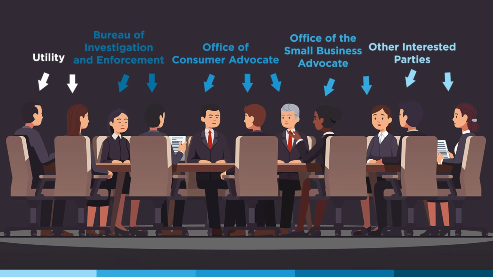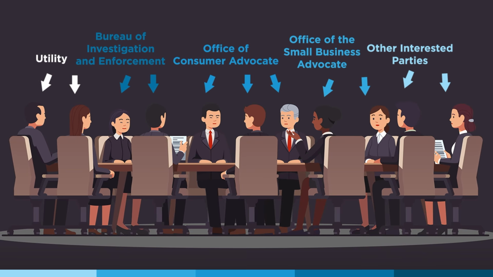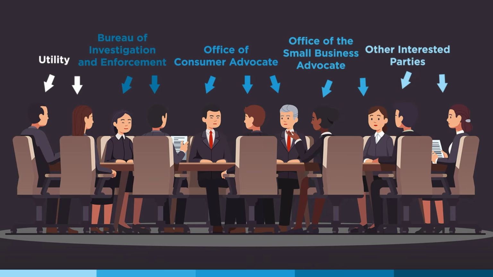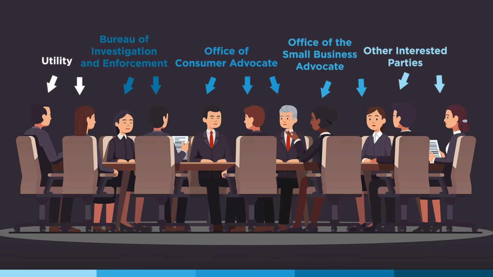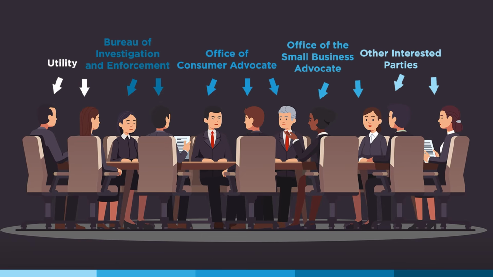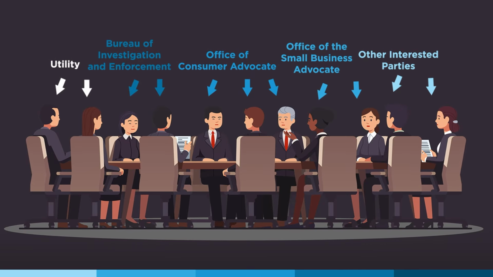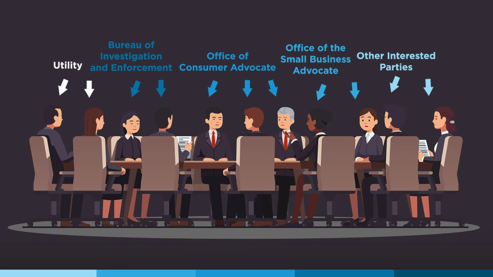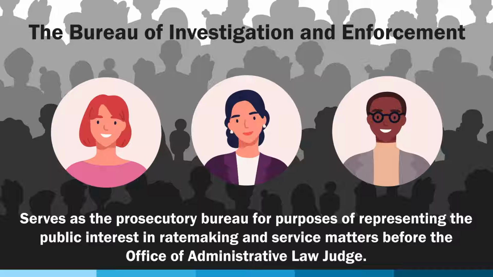Step 2. Pre-hearing conference. Shortly after a rate case is filed, a pre-hearing conference is held to establish a procedural schedule, including filing and hearing dates. Pennsylvania American Water, the Bureau of Investigation and Enforcement, the Office of Consumer Advocate, the Office of the Small Business Advocate, and other interested parties participate. The Bureau of Investigation and Enforcement serves as the prosecutory bureau for purposes of representing a public interest in rate-making and service matters before the Office of Administrative Law Judge.